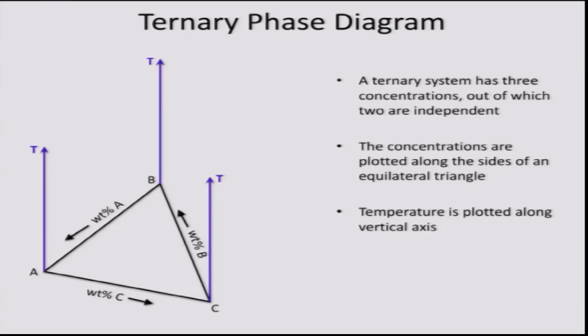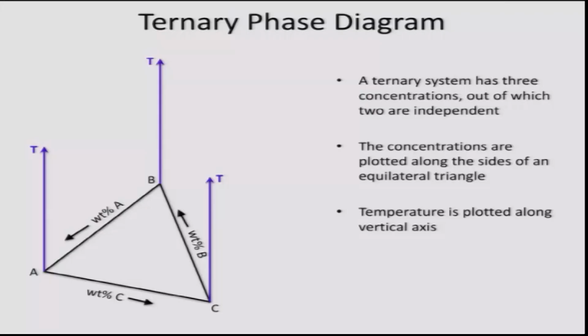In a binary system, there are two concentration variables, out of which only one is independent, and hence a ternary phase diagram has to be plotted in 3 dimensions, in which temperature is plotted on the vertical axis and two independent concentration variables on the horizontal axes. Typically this is how a ternary phase diagram is plotted.